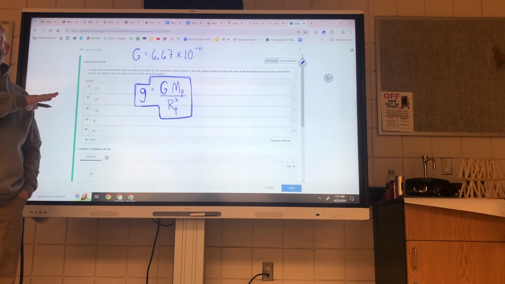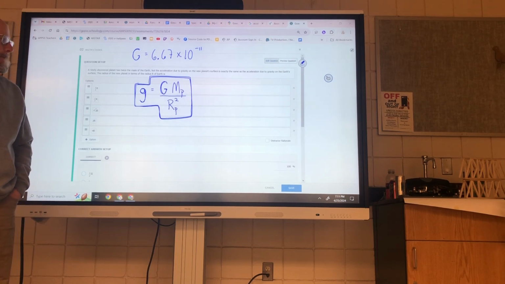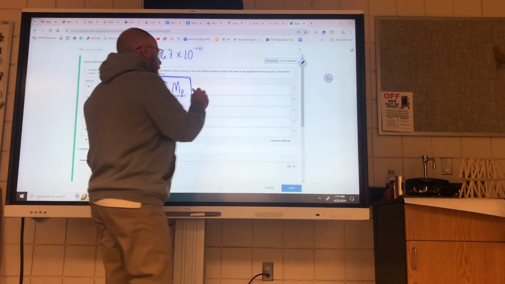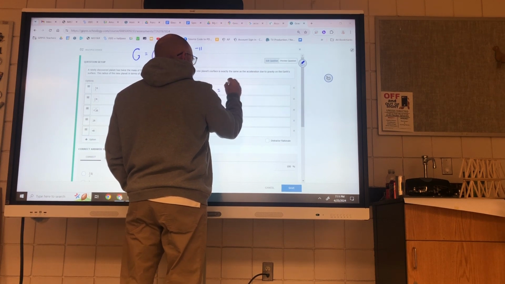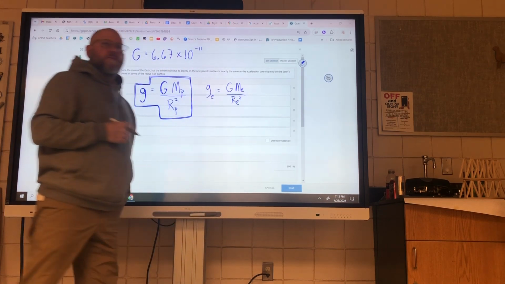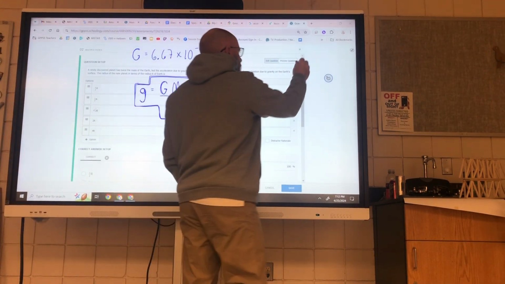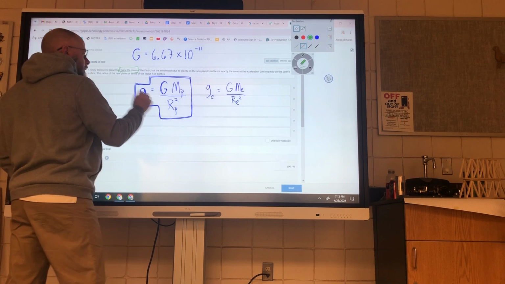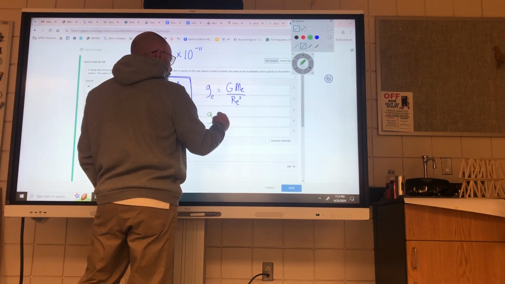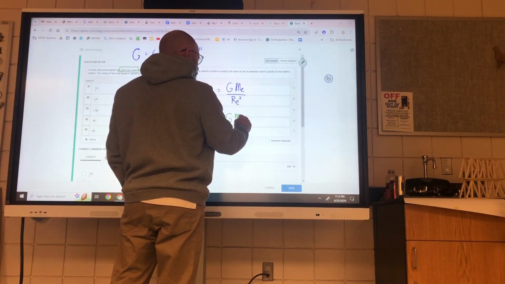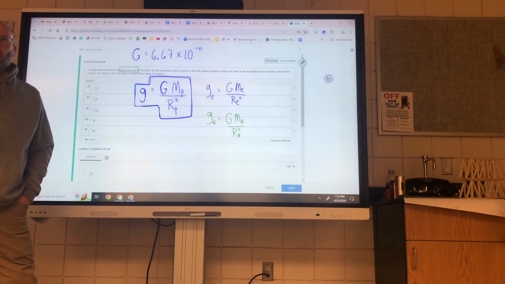Now I'll show you where this comes from in a moment, but let's work through the problem real quick. Let's write it for Earth. So the g value on the Earth is equal to big G times the mass of the Earth over the radius of the Earth squared. Is that cool? So let's do it for the new planet. The new planet has twice the mass of the Earth. So the g on the new planet is equal to capital G, the universal gravitational constant, times the mass of the new planet divided by the radius of the new planet squared.